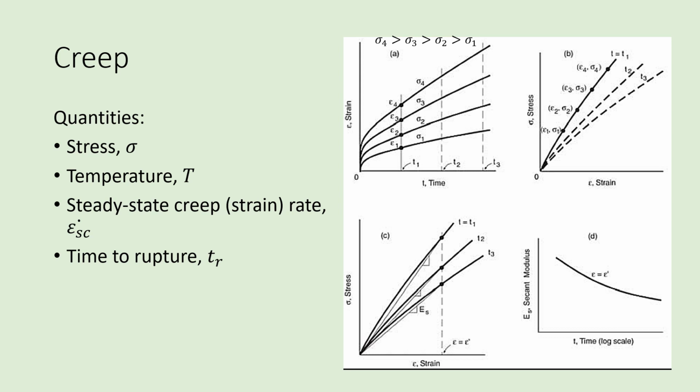In graph C, those curves are used to estimate the secant modulus, E sub c, where the slope of this line is going from the origin of the graph to a given point on the stress-strain curve. Here, the point on the stress-strain curve used to calculate the secant modulus is defined by a strain value epsilon prime. Finally, in graph D, you can see how the secant modulus for a given strain changes with respect to time.